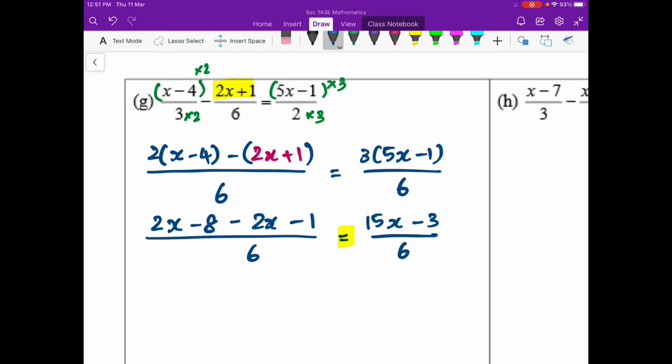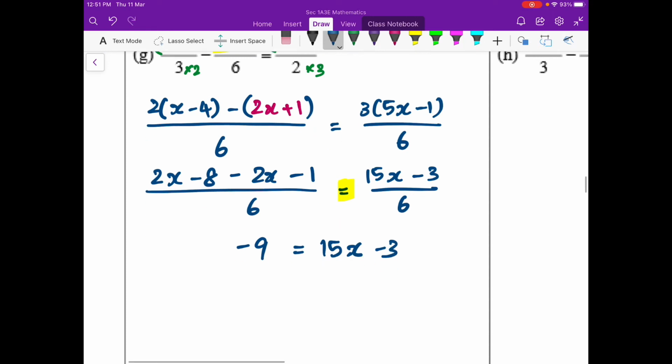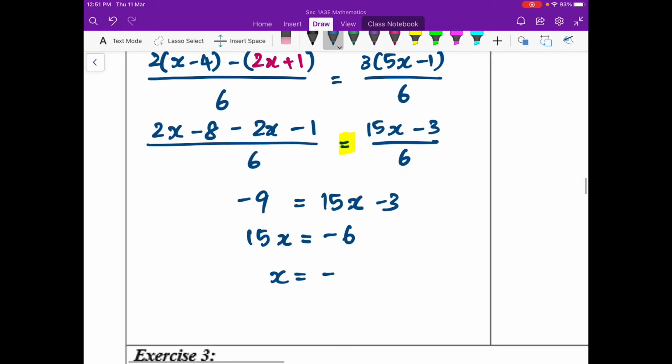2x minus 2x, oh, disappeared already. Negative 8 minus 1, negative 9. Goes to 15x minus 3. So 15x, I will add 3 to both sides, negative 6. x is negative 2 over 5. Okay, dividing by 3 on both sides. Dividing by 15 on both sides and then you simplify.